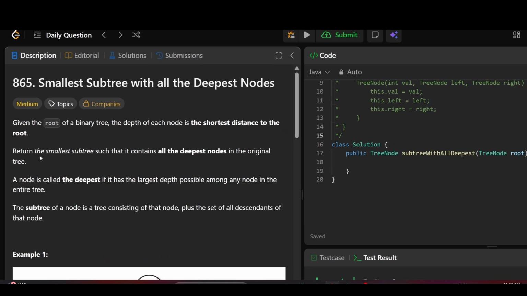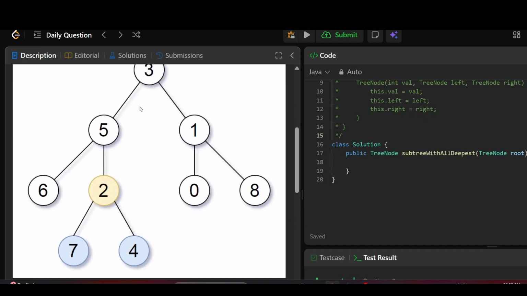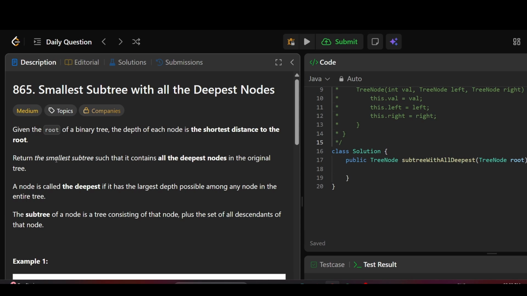Now they're asking: return the smallest subtree such that it contains all of the deepest nodes in the original tree. Now, what do they mean by the deepest nodes? Deepest nodes are the ones which have the greatest depth, let's take the nodes 7 and 4. What is the depth of 7? 1, 2, and 3. And in the same way, node 4's depth is 1, 2, and 3.